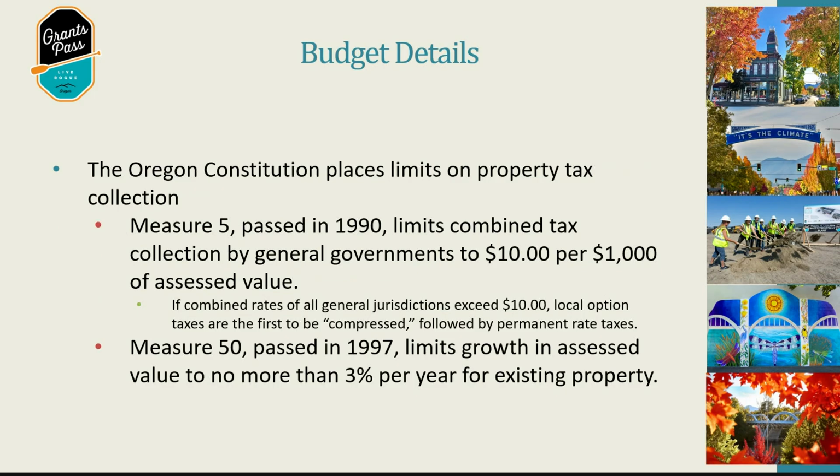The Oregon Constitution places limits on property tax collection. Measure 5, which was passed in 1990, limits combined tax collection by general governments to $10 per thousand. And then Measure 50 was passed in 1997, which limits the growth in assessed value to no more than 3% per year for existing properties.